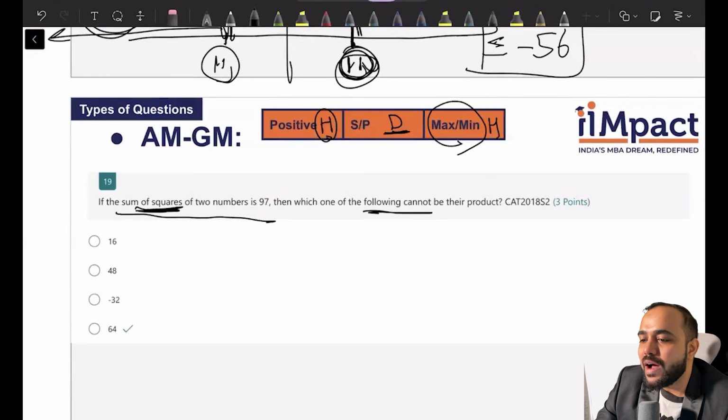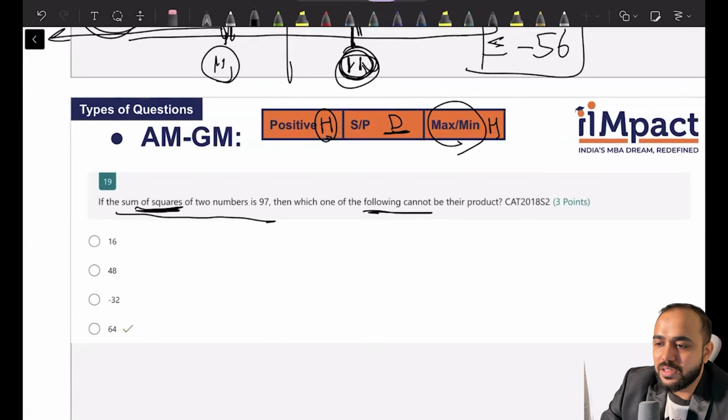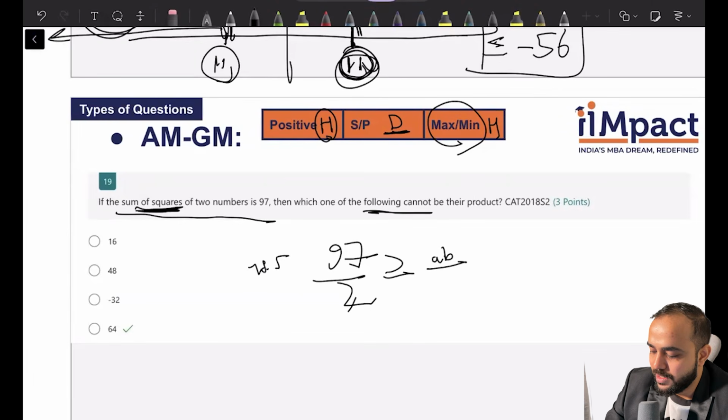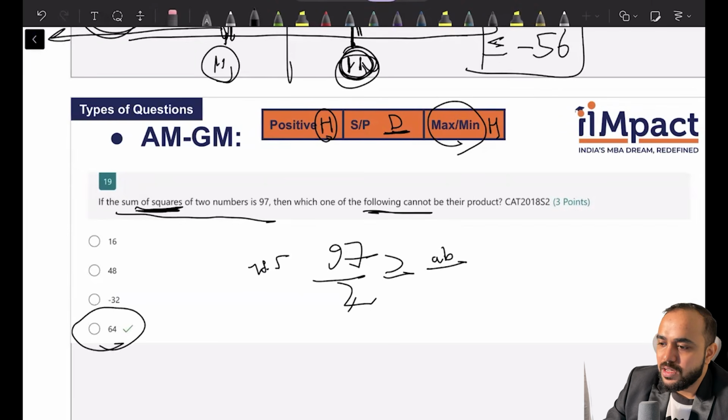But at this point, you might be wondering, sir, squares are positive, just write it. This is something we clearly know. So 97 by 2 is greater than or equal to the product. So the product will be less than 97 by 2, which is 48.5. So the answer will be 64.